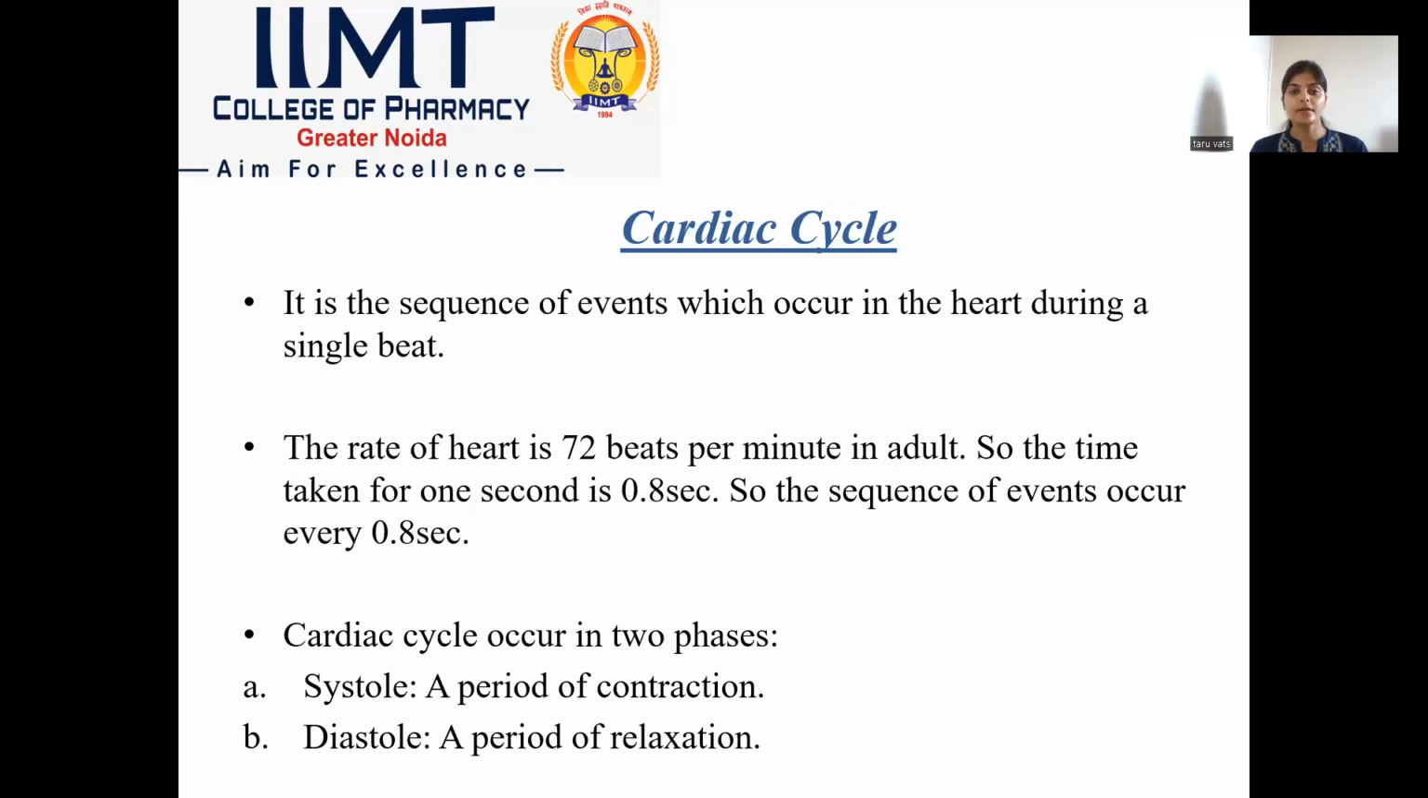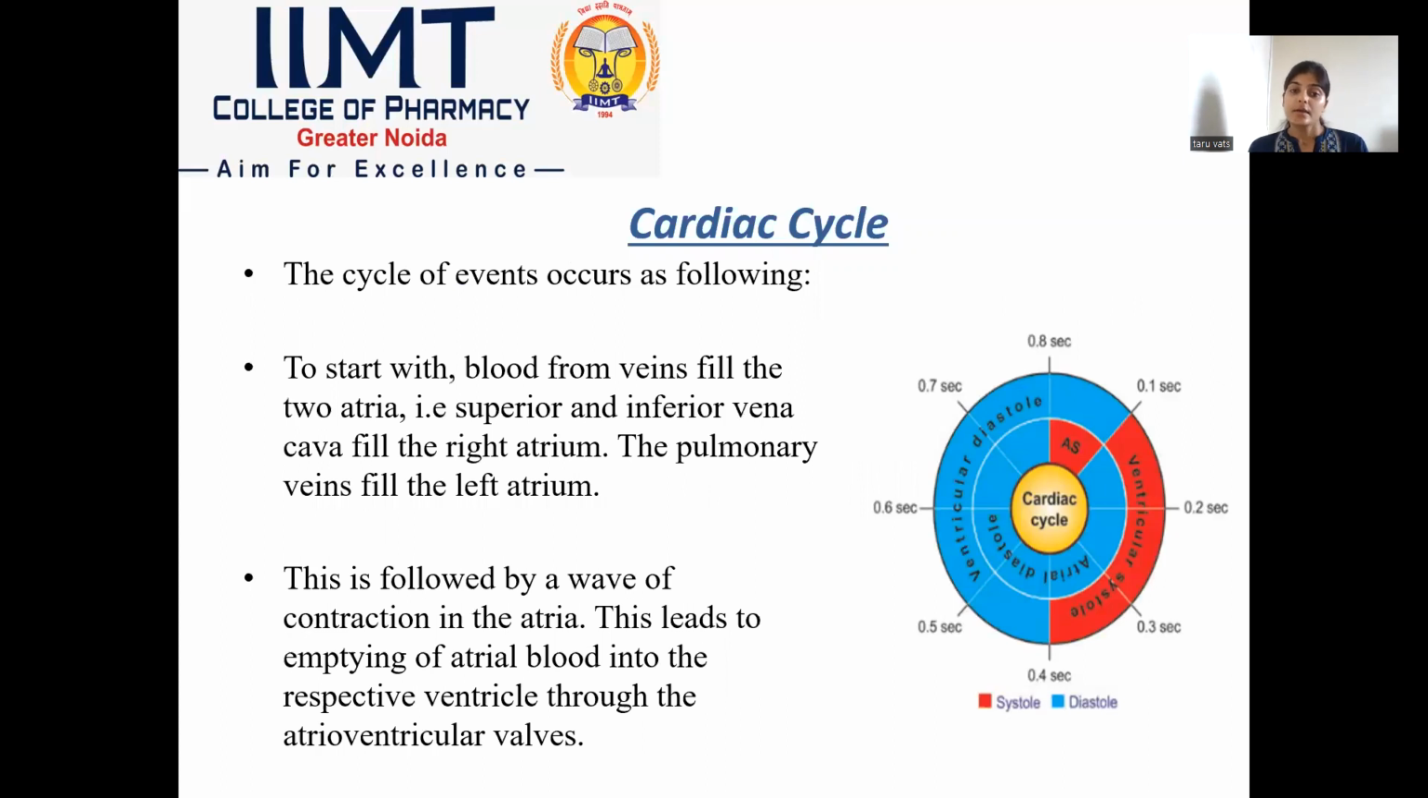Moving to the next slide, the cardiac cycle of events occurs as following. You can see in this image, the total time period is of 0.8 seconds. So we will start with blood from veins fill the 2 atria. It means right atrium and left atrium. So blood from veins fill right atrium.